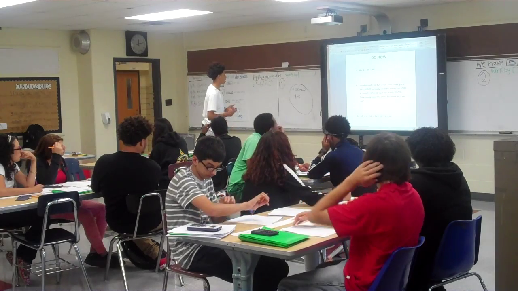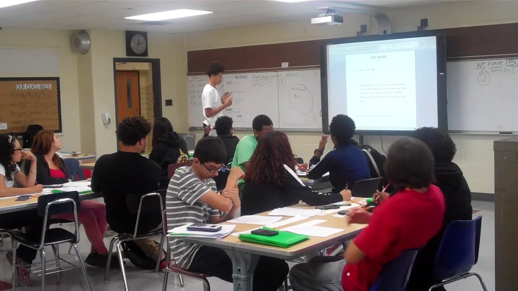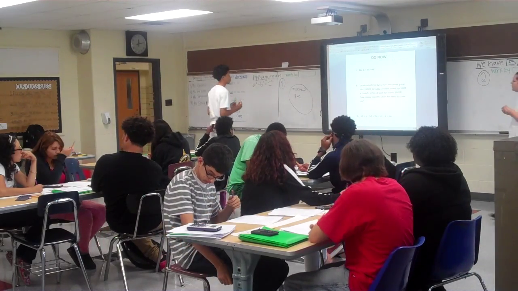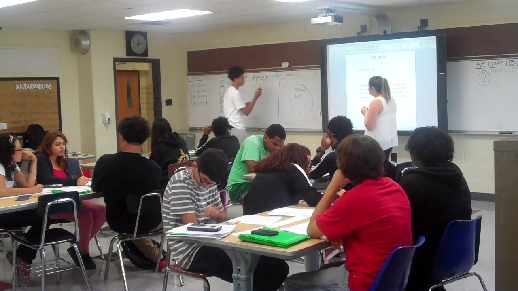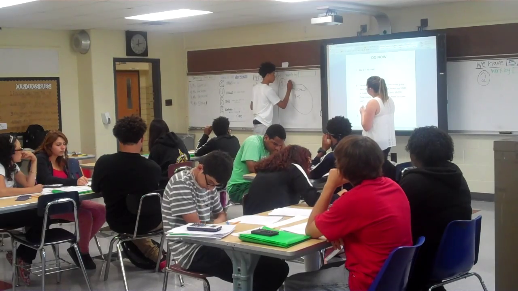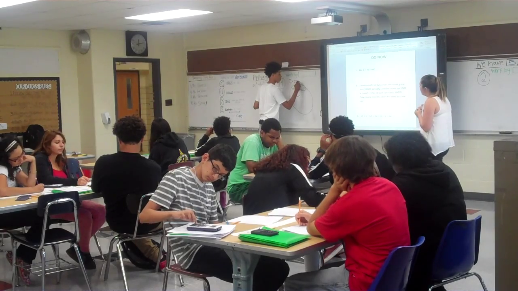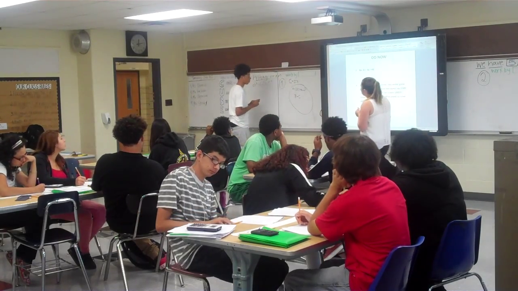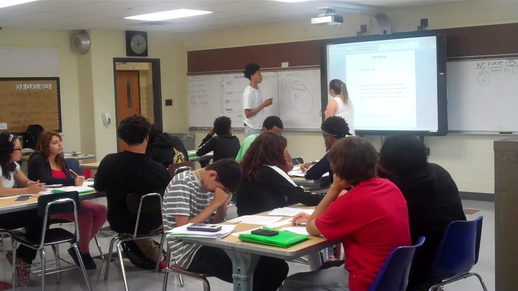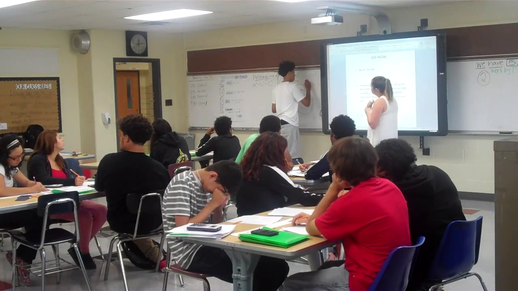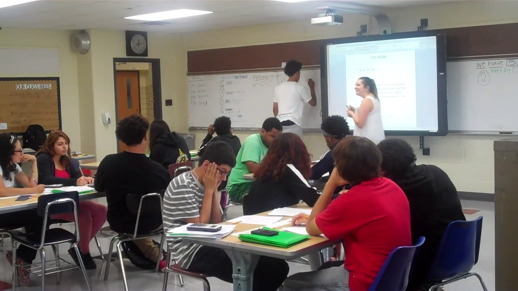We need to figure out how to find circumference. And what do we know? What's the formula for circumference? 2 pi r. Yeah, that's correct. So, remember this pretty well. Follow along with Corbin. And how do we solve for area? What's that equation? Pi r squared. Good teamwork.